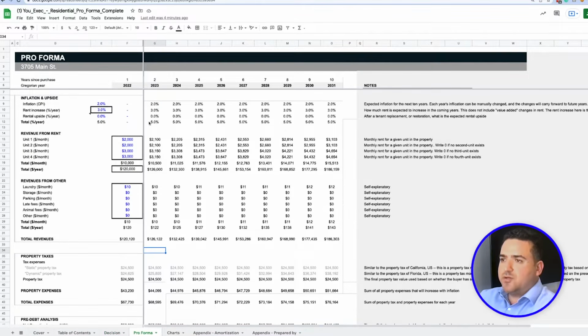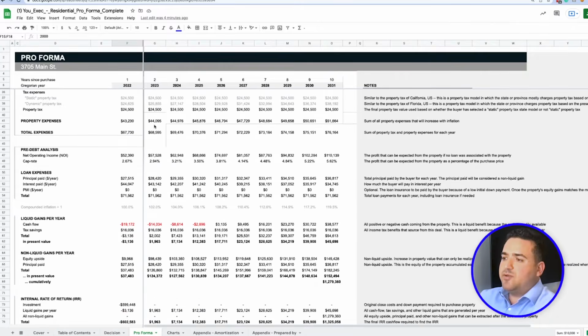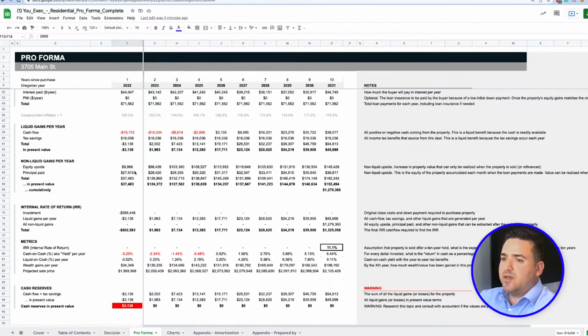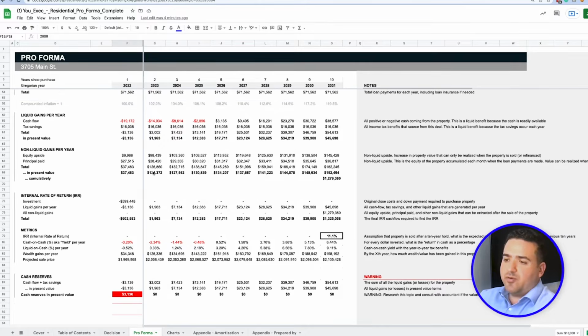The Proforma sheet will show you the performance of your property across a 10-year period. You can enter the rent of the units in the property, up to 4 units, and you will then be able to visualize the cash flows, the tax savings, the principal paid, the equity upside of the property.